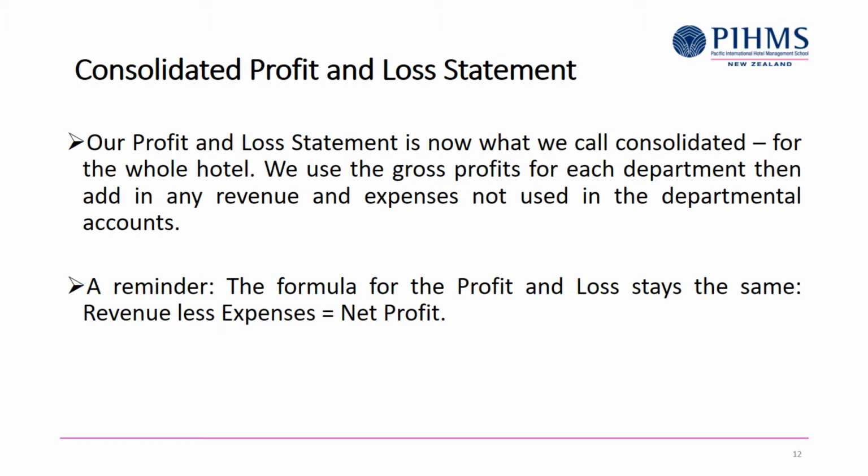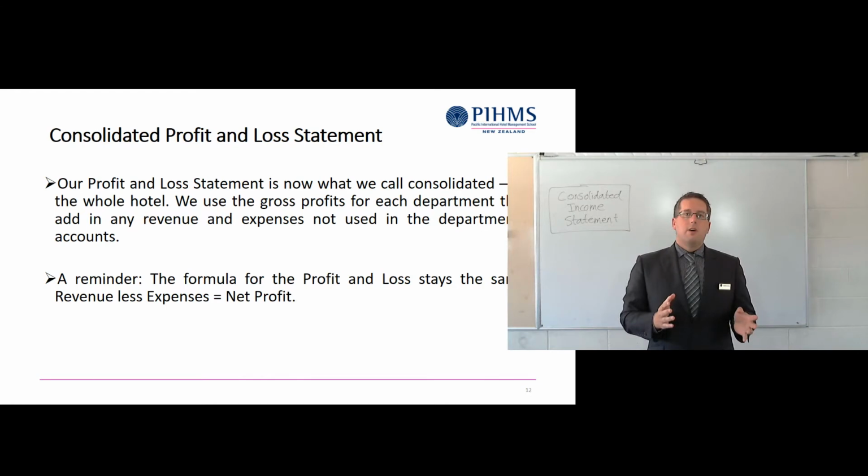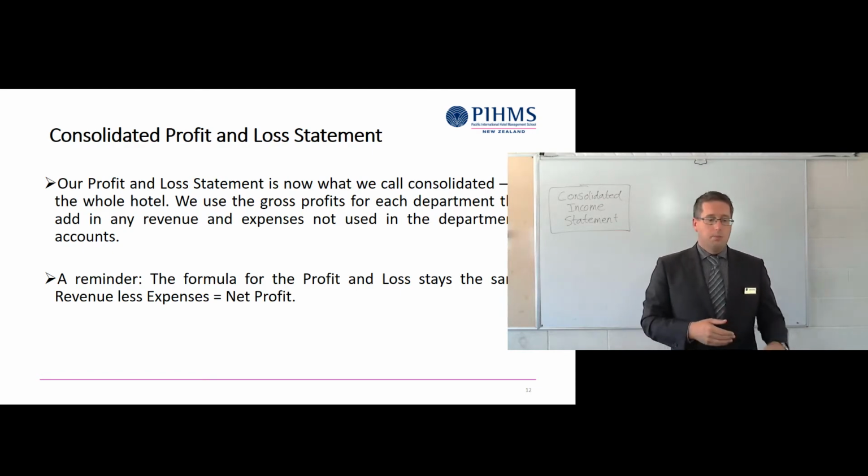Now, what we do is we now use the gross profits for each of those departments and we put them into the revenue section. But then we also pick up any other revenue items and expense items not used in the departmental accounts. So there are going to be some items that we haven't used yet, like room sales, interest received, wages and salaries paid, rent paid, interest paid. All of these items are on the trial balance. We haven't used them yet. And so now's the time to put them into the income statement.